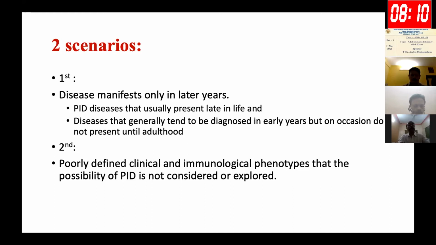The second possibility is poorly defined clinical and immunological phenotypes as presenting features of primary immune deficiency, so that PID is possibly not considered or explored even a single time.